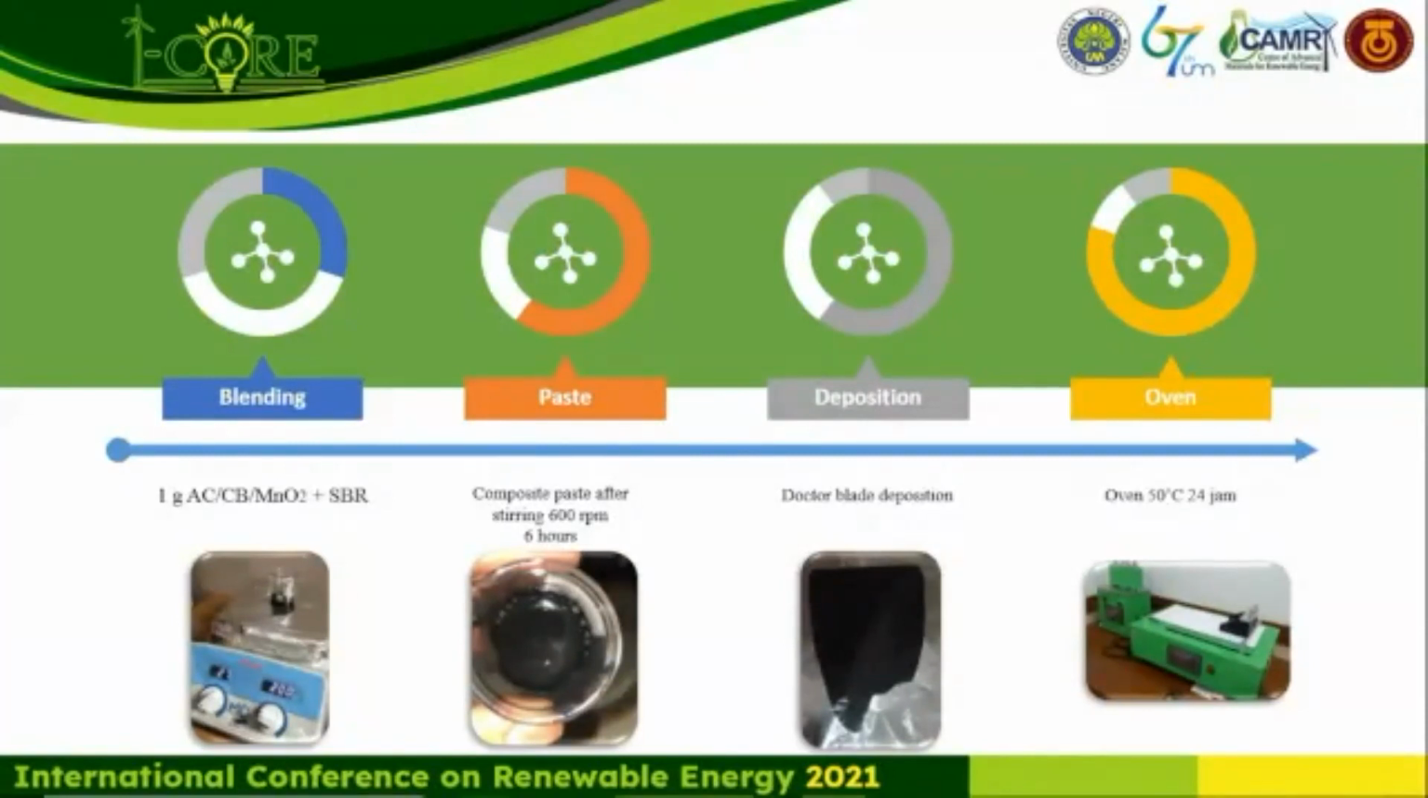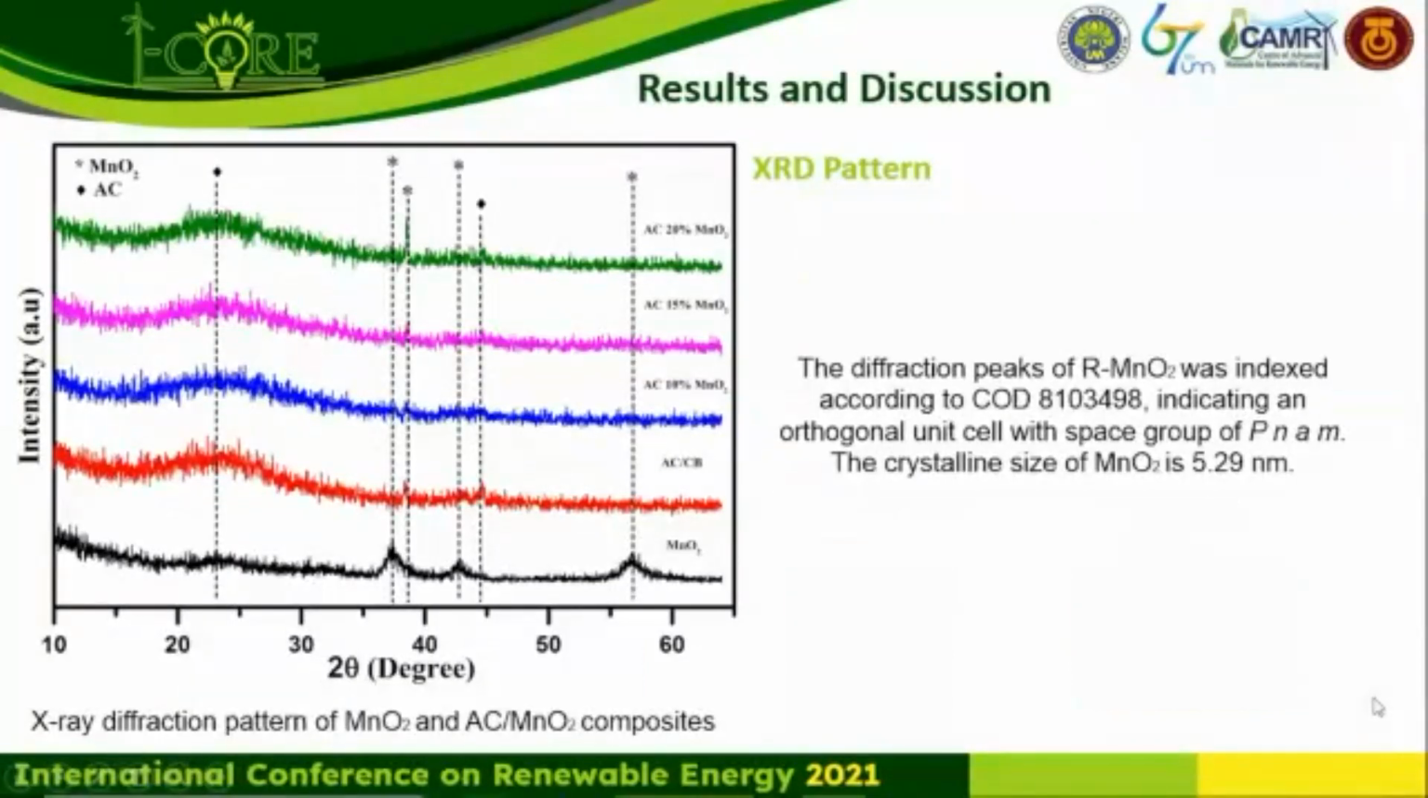The assembly process was done to combine the working electrode, separator, and electrolyte. Then the electrode was analyzed using X-ray diffraction and a charge-discharge instrument. Here the diffraction patterns of MnO2 and the composites of MnO2 and activated carbon are illustrated in the figure below.